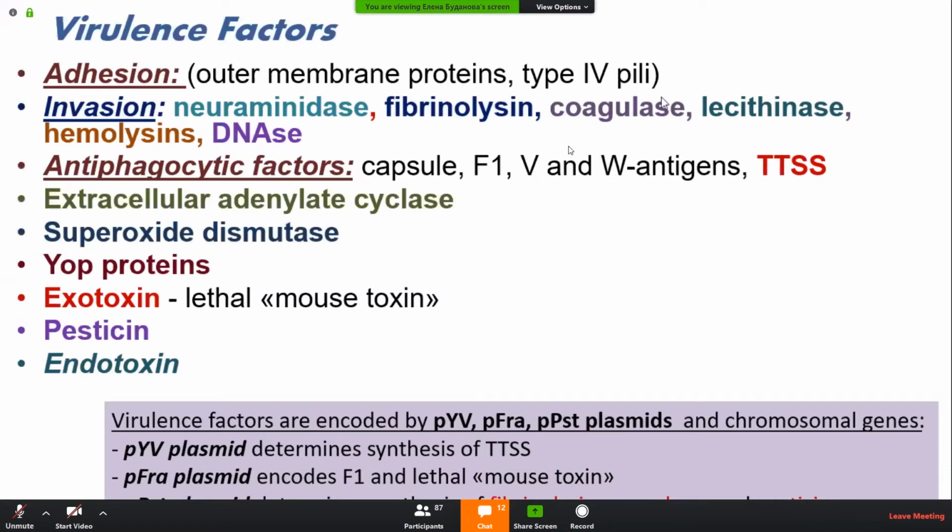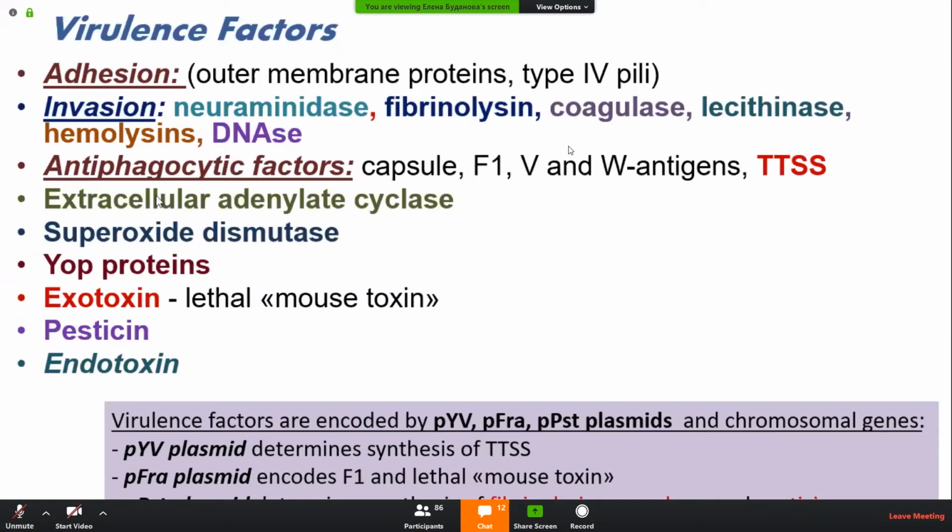coagulase that causes clotting of plasma, and it causes clotting of blood in the stomach of arthropod vector, rodent flea. Later I will tell you. Lecithinase, hemolysins, and DNase are also used by bacteria for invasion and cell damage. Then, to survive phagocytosis in lymphatics, they use capsule and capsule antigens and TTSS, which is the type three secretory system, typical to all the members of this family. It is a mechanism that helps to invade the target cell.